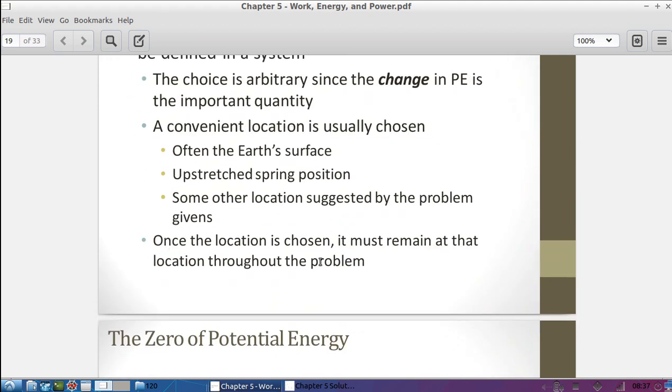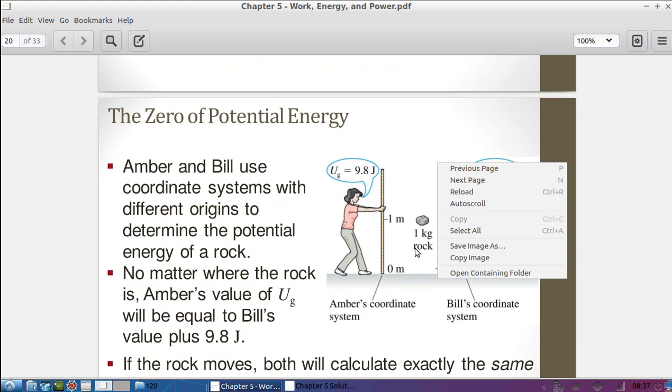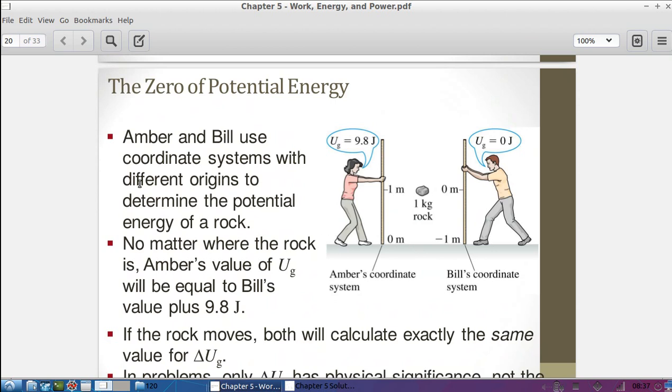All right. So I like to pick the Earth's surface whenever possible, and then your coordinate system has to be constant throughout the problem. All right, and what that means is I want to be Amber. Through all my problems, I like Amber more than I like Bill. So let's talk about Amber and Bill. There's a rock in the air, right? Let's say there's a third person holding a rock here, and they're going to drop it. Amber says, I want the ground to be zero potential.